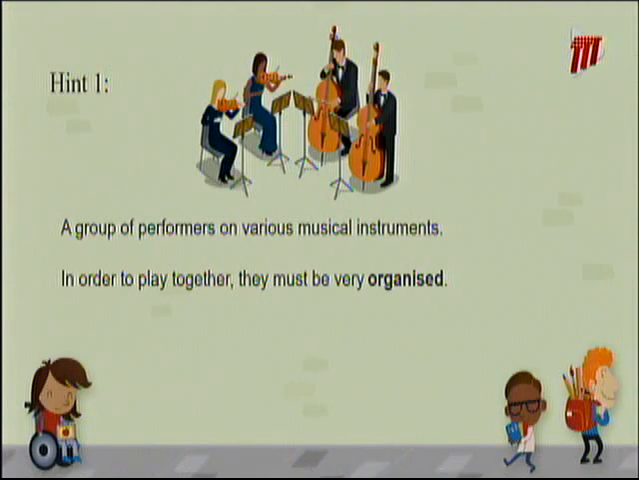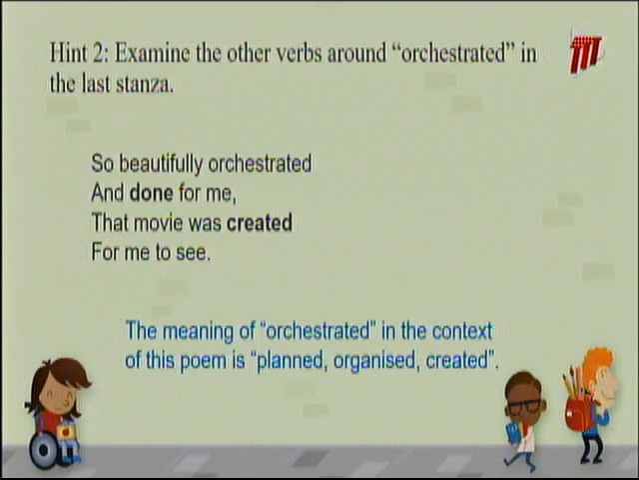Let me give you a hint. An orchestra is a group of performers on various musical instruments. To be able to play together, they must be very organized. If not, then they wouldn't produce music, they would produce noise. Let me give you another hint to help you figure out the meaning of the word orchestrated.